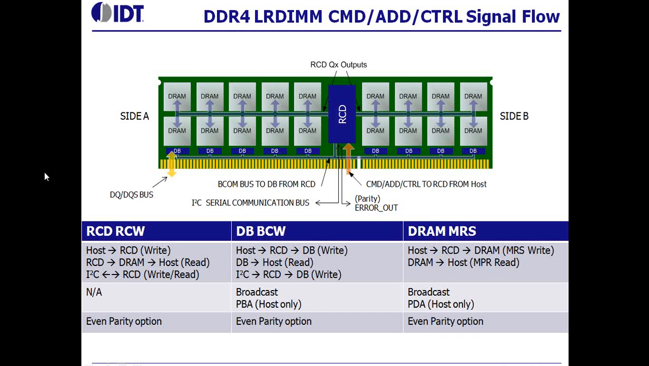I wanted to quickly show how the DDR4 commands flow from the host to the register, data buffer, and DRAM. For the RCD, the register command words are called RCW, or register command word. You can see here that RCW writes are done directly from the host to the RCD.